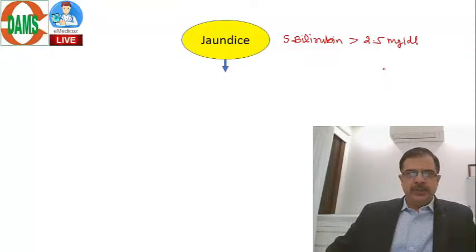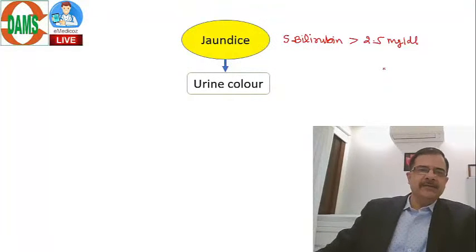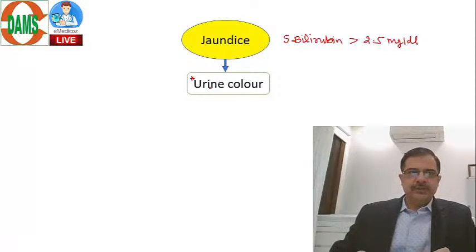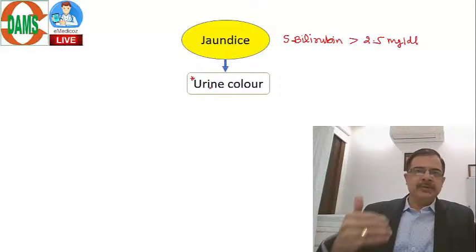So what should you ask in the history? You should ask the color of the urine. That is a very important symptom to be asked, because we may not have the investigations of conjugated or unconjugated bilirubin. We may have only total serum bilirubin, or maybe even the total bilirubin is not available. So clinically we are making a diagnosis of jaundice. Ask the patient the urine color. If the urine color is normal, we say it as a white colored urine or a clear urine.